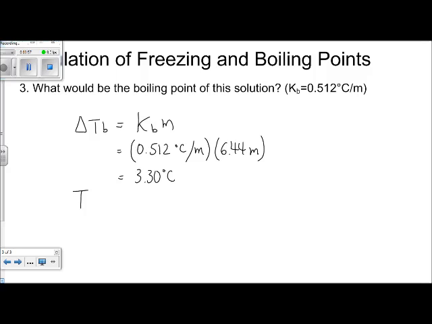And so in order to calculate the actual boiling point, we have to consider that that's an elevation. So we take the boiling point of pure water, TB naught, and we add to it the change in the boiling point. So we have 100 degrees Celsius, the boiling point of pure water. We add the 3.3 degrees Celsius, which is the elevation or the change, and we have 103.3 degrees Celsius.